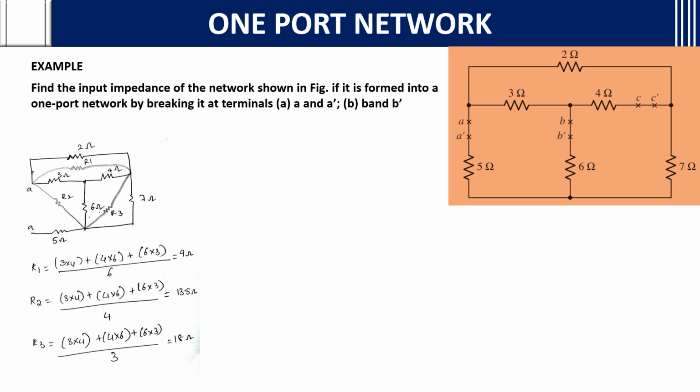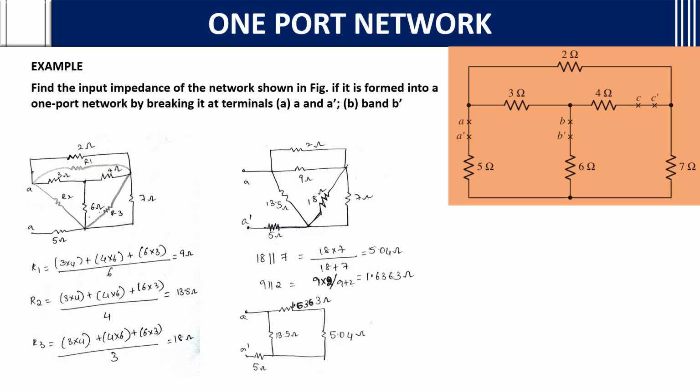After getting the delta, the network looks in this way. See, you will get R2 as 13.5, R3 as 18, R1 as 9 ohms, and this 2 ohms is common, 7 and 5 will be there itself.